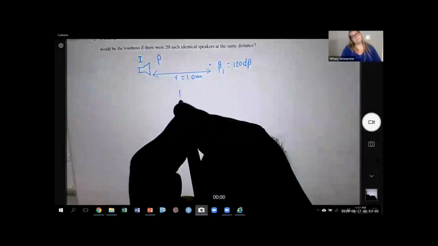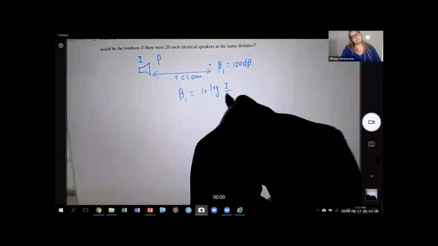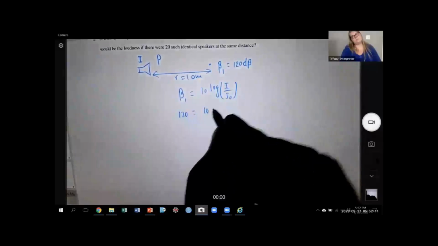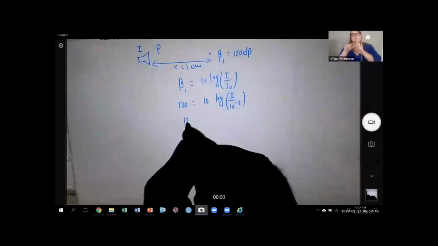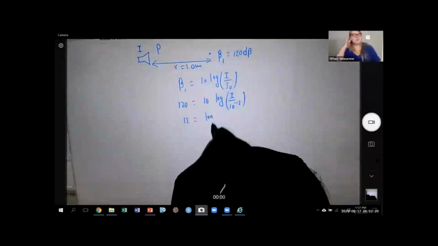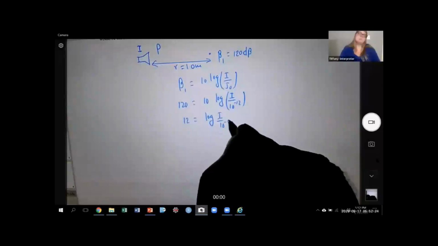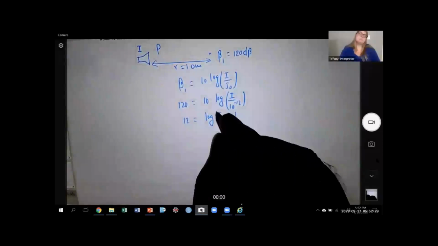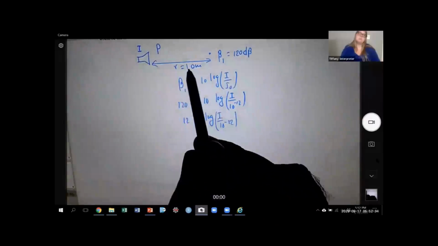Because beta 1 is actually 10 log I over I naught, and then beta is 120, 10 log I over, this is 10 to the power negative 12. That's the threshold of hearing. And then this is 12 is log, so let's put I as I right now. So first let's solve the intensity. And then once you find the intensity, since you know the distance, you can find the power.